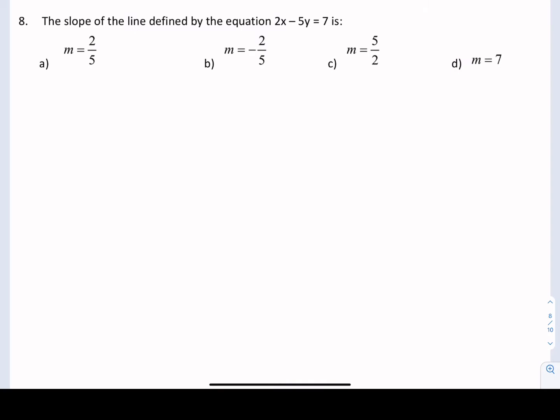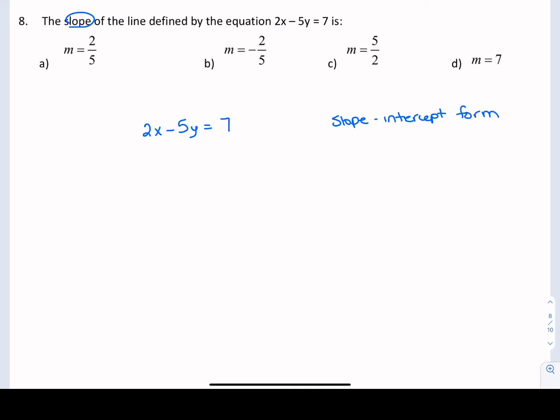Now in question number 8, we are asking you to find the slope or the steepness of a line that is defined by the equation 2x minus 5y equals 7. This is something we call the standard equation of a linear function, or the standard equation of a line. It's just written in a very specific way. If you ever want to look at the slope of a line, you need to put it in what we call slope-intercept form.